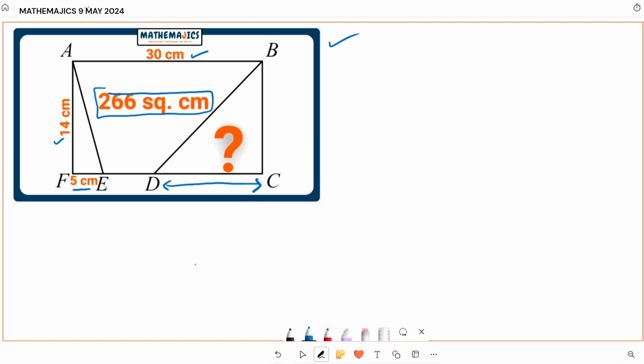First of all, please look at the figure ABDE. In this figure, I am assuming the length of ED as x centimeters. Now, if you look carefully, in a rectangle, two opposite sides are parallel to each other. So definitely AB will be parallel to ED. Now, if AB is parallel to ED, this quadrilateral ABDE will turn out to be a trapezoid or trapezium.